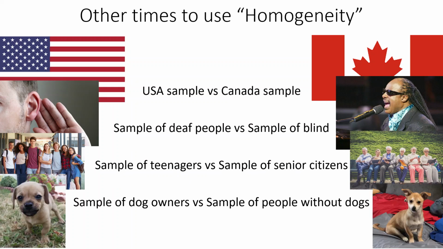And a sample of dog owners versus a sample of people without dogs. We would sample at like a vet versus going around and sampling, I don't know, somewhere that people don't have animals or are not allowed to have animals. All right. And those could be uses of homogeneity. So two or more separate samples that we're looking at here.